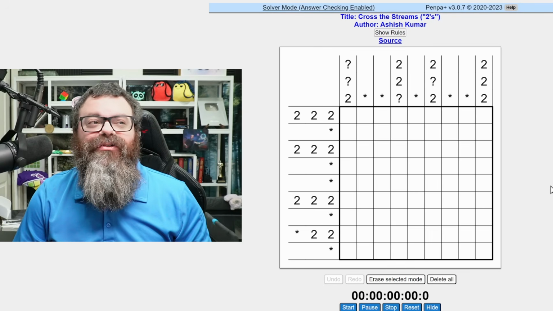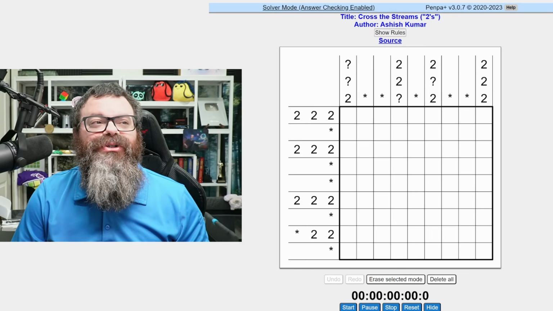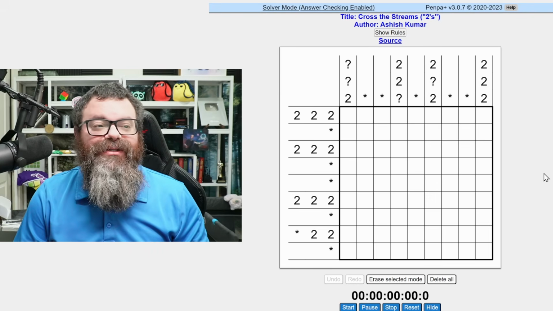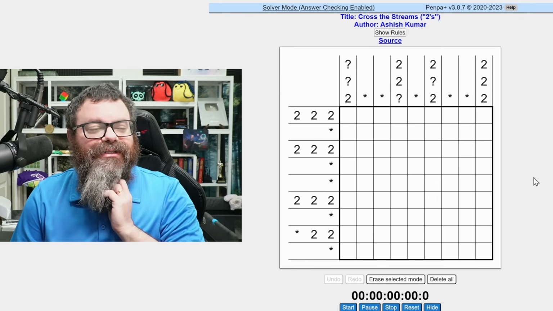Hello, let's play a Cross the Streams puzzle. This is called 2's, and it's by Ashish Kumar. I sourced this from GM Puzzles. There's a link in the description if you would like to try the puzzle yourself.